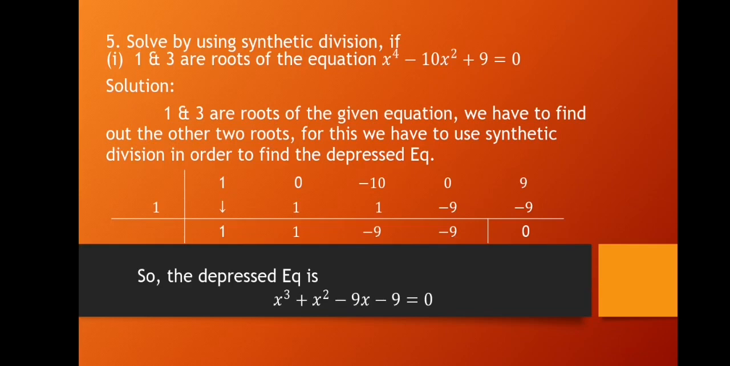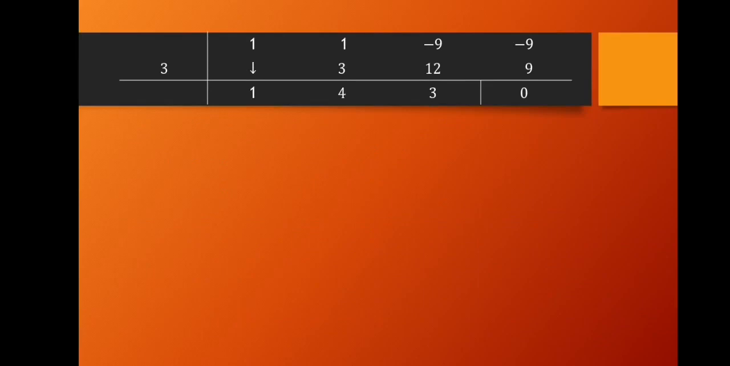So in order to obtain the more depressed equation, we will again use the synthetic division method, and we will write its coefficients as 1, 1, -9 and -9. 1 will be taken down as it is, then 1 into 3 will be 3, 1 plus 3 is equal to 4, 4 into 3 is equal to 12, 12 minus 9 is equal to 3, and 3 into 3 will be equal to 9, 9 minus 9 is equal to 0.